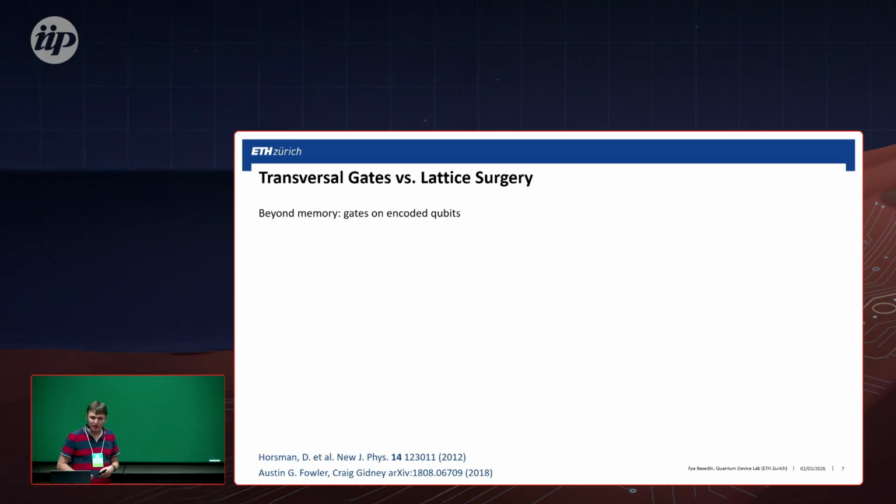I want to talk about gates, because with memory, the only thing you see is you prepare a state and you just do error correction and see how it gets worse over time, not a computation. How do you do gates?